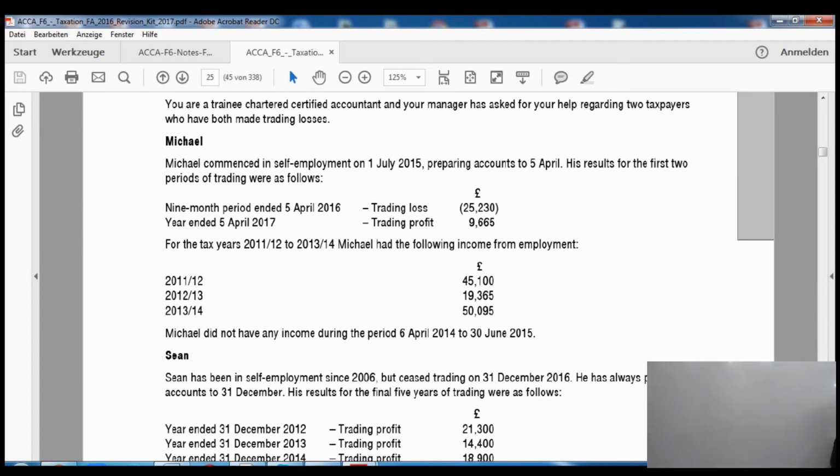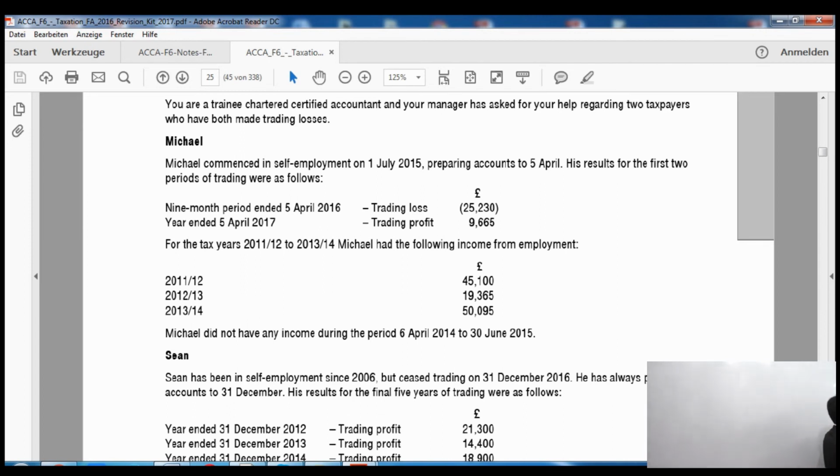Another option is that we can set off against the previous year's net income. Now let's see if he has got any previous year's net income. Which is the tax year of the loss? Tax year of loss is 15-16. So the previous year is going to be 14-15, and it said at the end of this portion of the question that Michael did not have any income from 6th of April 2014 to 30th of June 2015, which means he did not have any income in the tax year 14-15. So this option is also not available because he does not have any net income.